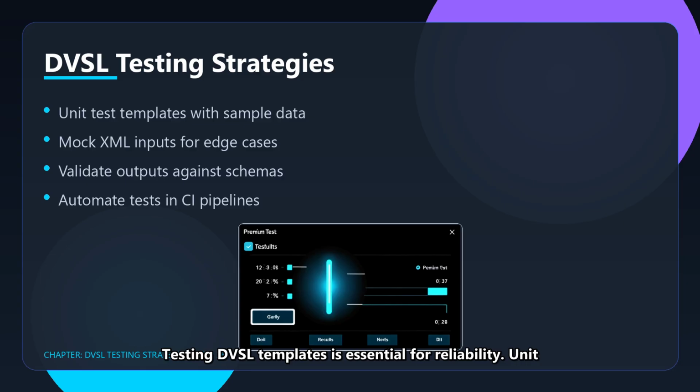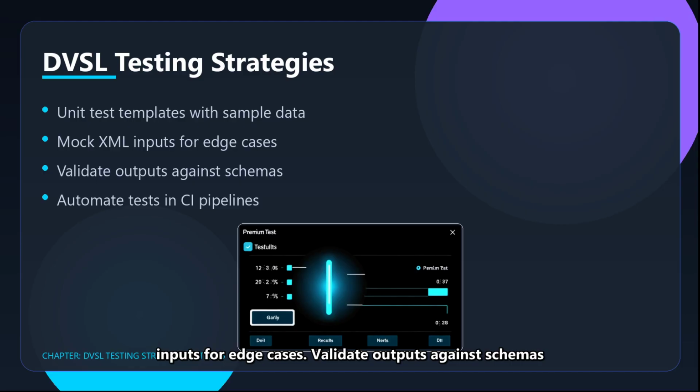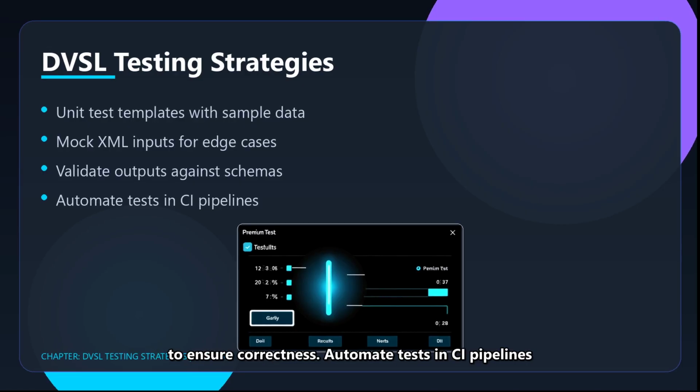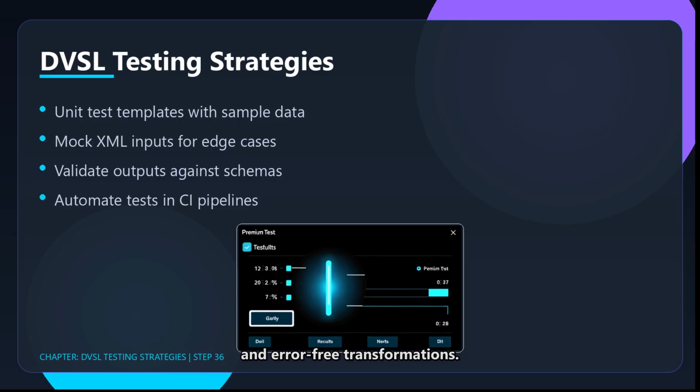Testing DVSL templates is essential for reliability. Unit test templates with sample data and mock XML inputs for edge cases. Validate outputs against schemas to ensure correctness. Automate tests in CI pipelines to catch issues early. These strategies ensure robust and error-free transformations.